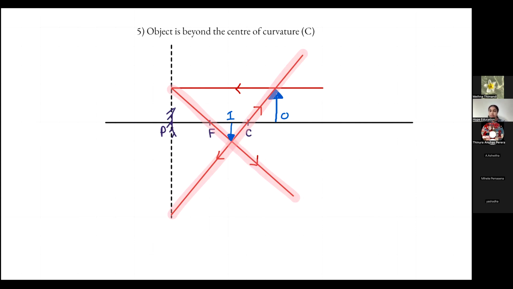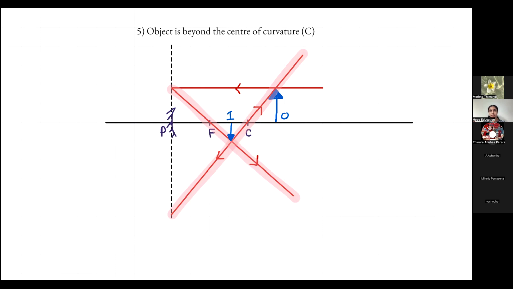This is a real image. What are the other properties of this image? Inverted. It's upside down, so we call it inverted. What else? Real, inverted, smaller than the object. Smaller than the object. That's very important because all this time, in the first ray diagram, second ray diagram, and third, yes, Ashwita.